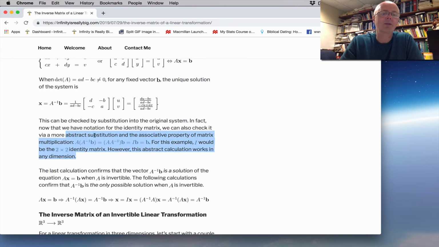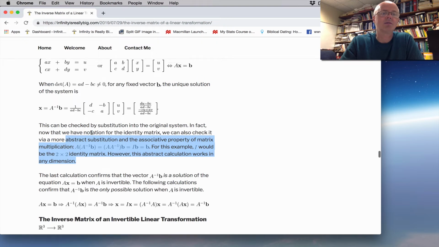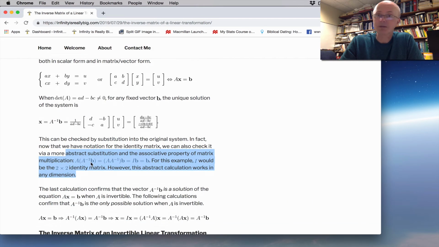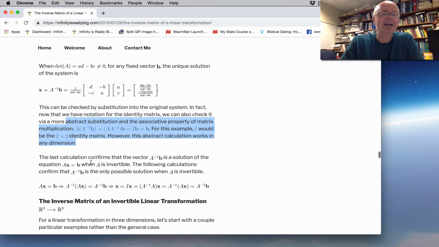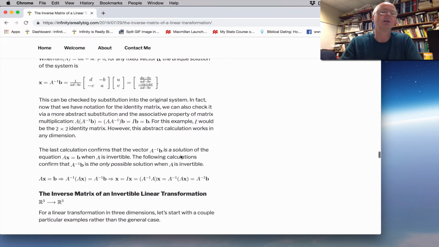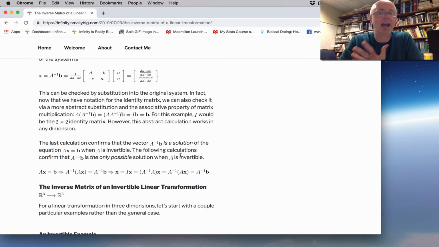This confirms that A inverse B is a solution of the system AX equals B right here, just substituting A inverse B in place of X. And this calculation down here confirms that it's the only solution. If AX equals B, then X must in fact equal A inverse times B. That guarantees that ultimately this solution is unique when A is invertible.